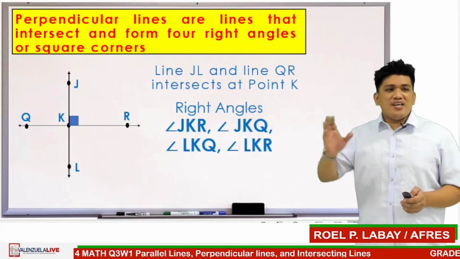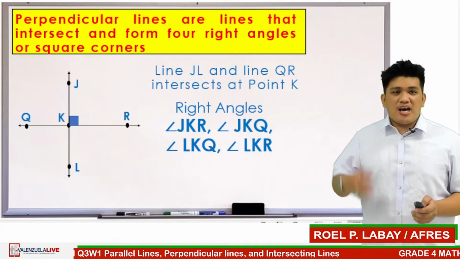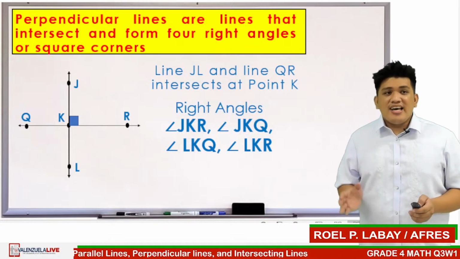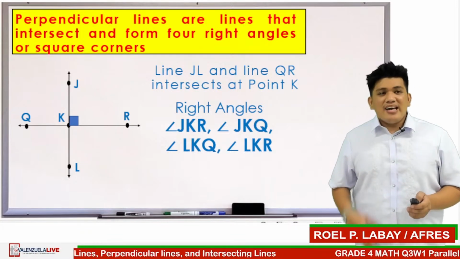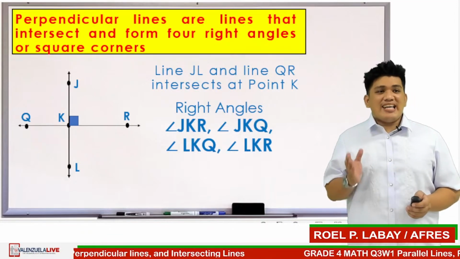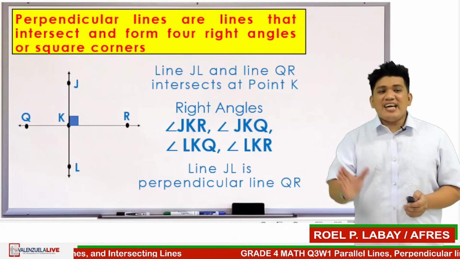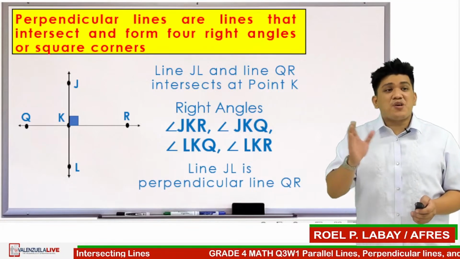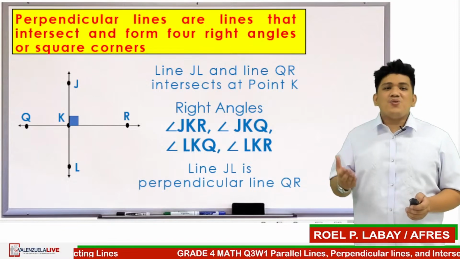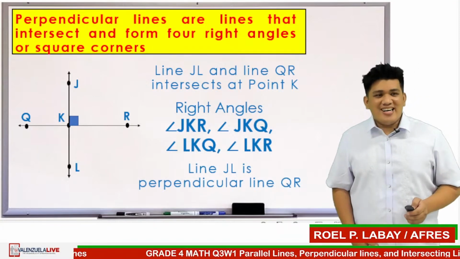Now we have here 4 right angles. We have angle JKR, angle JKQ, angle LKQ, and angle LKR. So we can say that line JL is perpendicular to line QR.